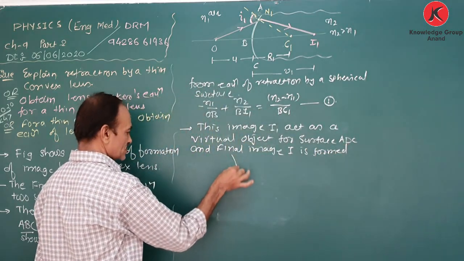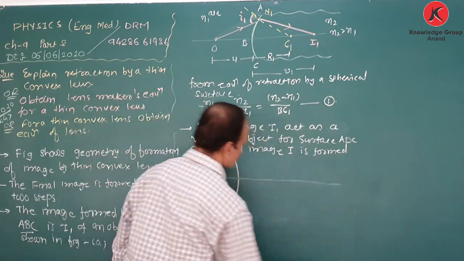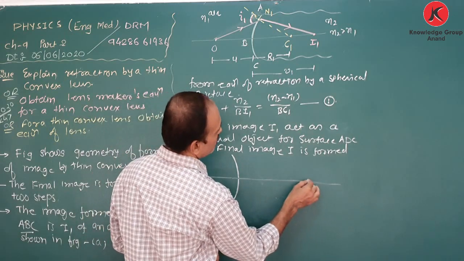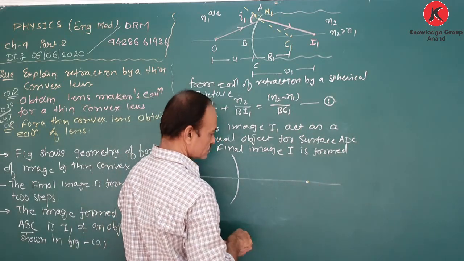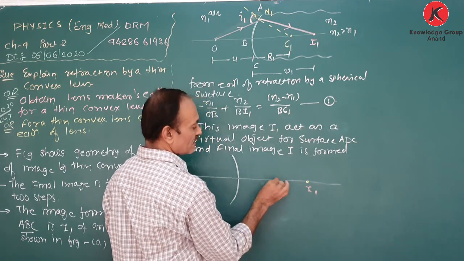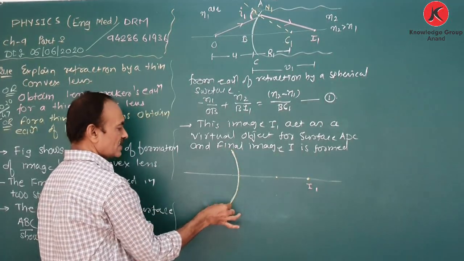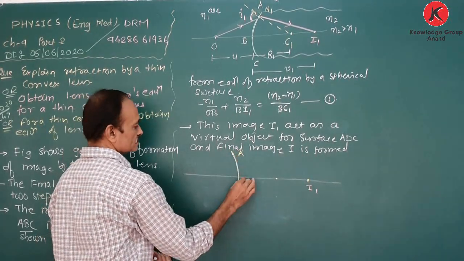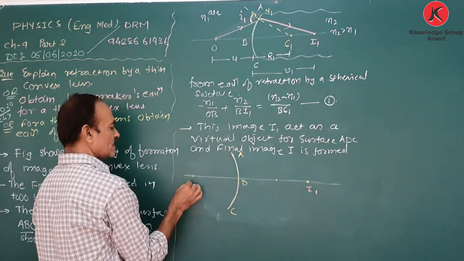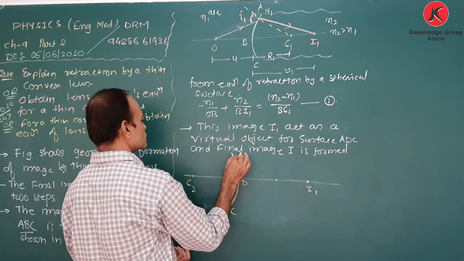For that purpose, we draw the diagram in this manner. There is the principal axis. Already I1 is formed forward here, and already our C1 is here. And now for this spherical surface, there is the second surface. The center of curvature is this C2. Here we consider one more point, that is N2.